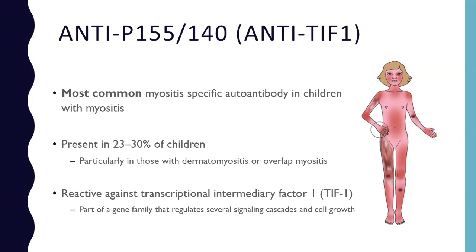And the target of this autoantibody is transcriptional intermediary factor 1 or TIF1. And this is part of a gene family that regulates signaling cascades and cell growth. But again, we don't really know if it's directly targeting that specific gene and causing damage in any way. We just know that that's the target of the autoantibody.